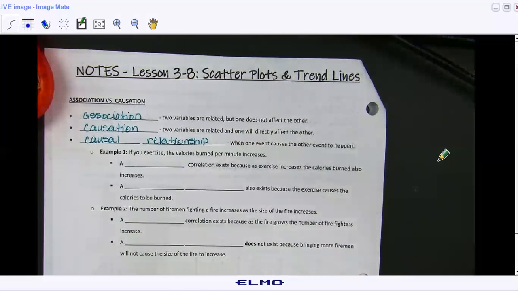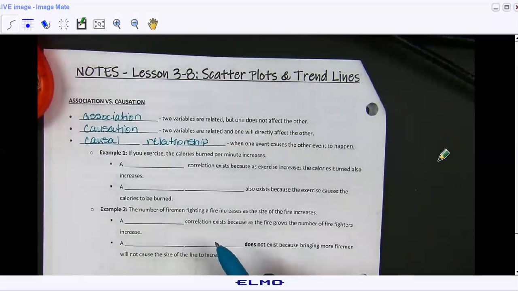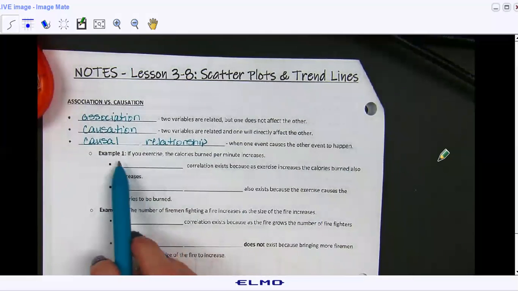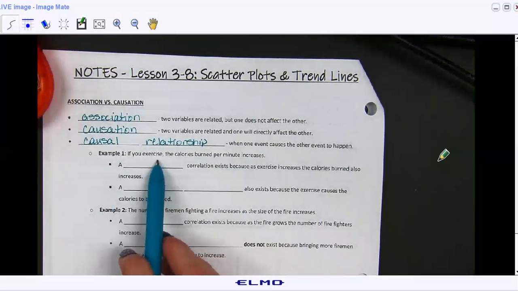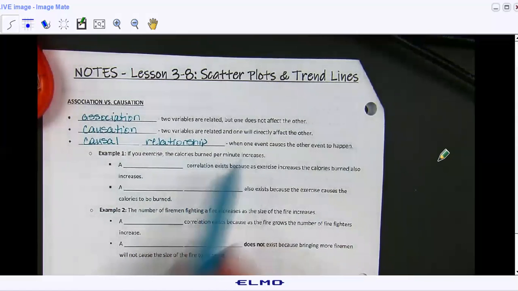And so we're going to look at two different scenarios. And then we're going to come down to the bottom and look at 3 additional ones and see if there is an association or causation. Here we go. Example 1: if you exercise, the calories burned per minute increase. True.